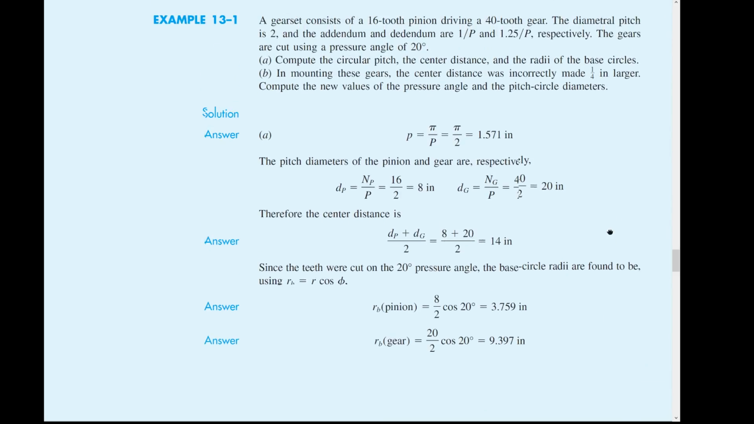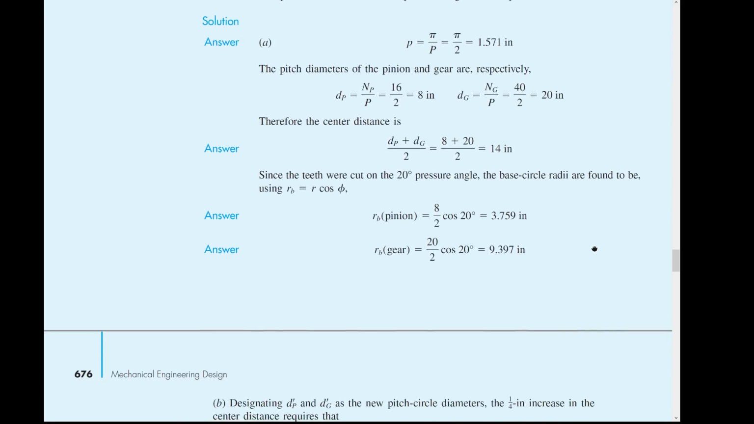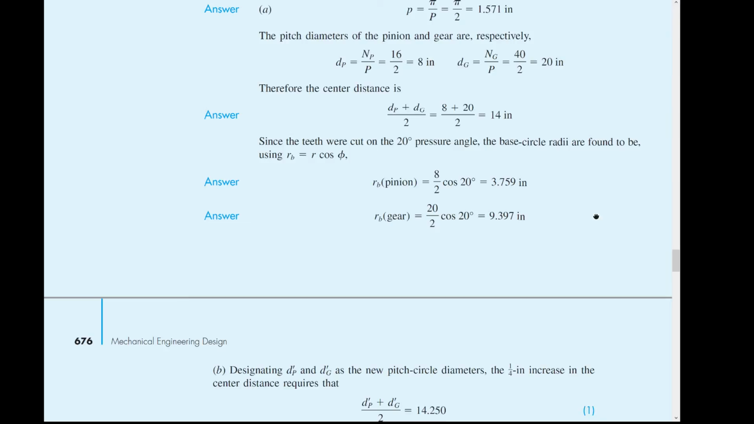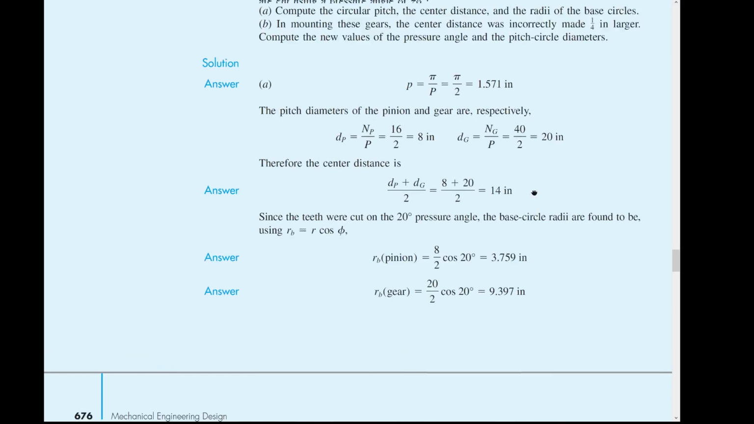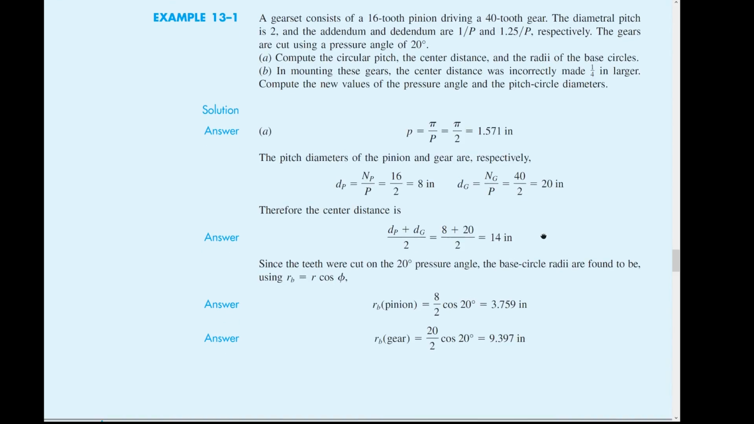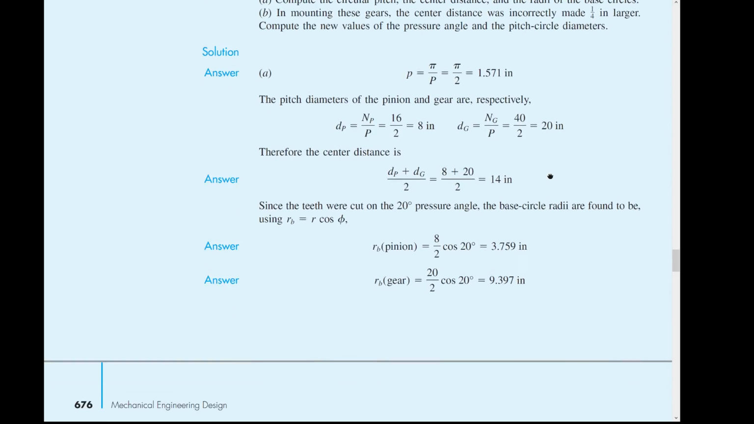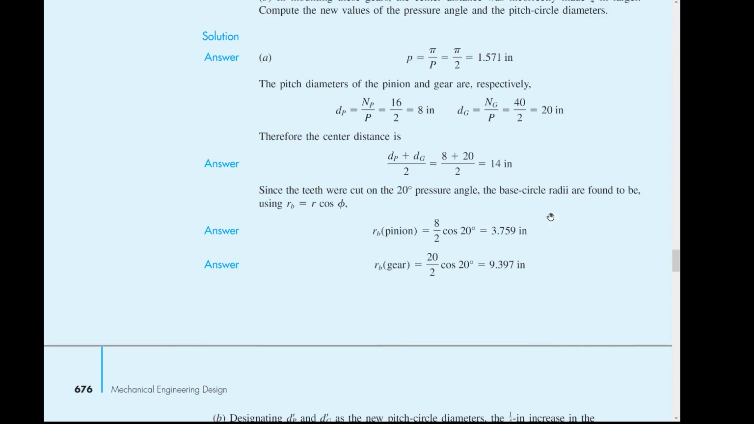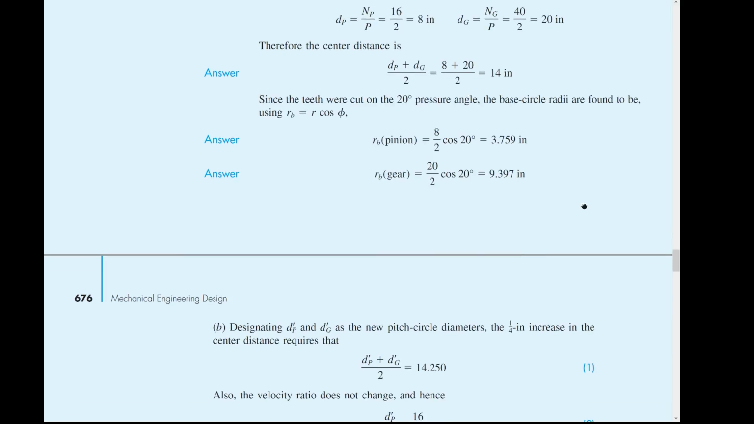RB pinion. I guess we mentioned it earlier, right? Yeah, we did. And the RB gear, 20 over 2. We got an 8 somewhere and a 20, yeah, the DP. So it's DP over 2 cosine 20, and then DG. All right, gotcha.